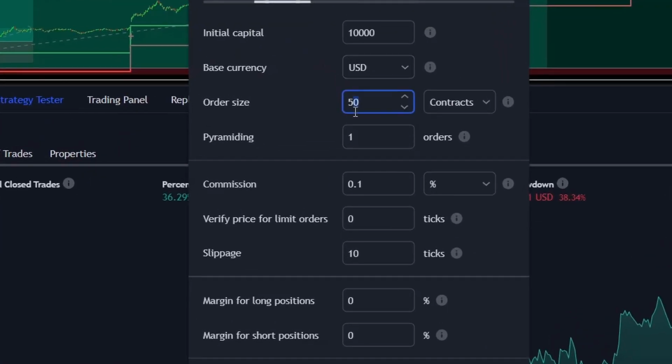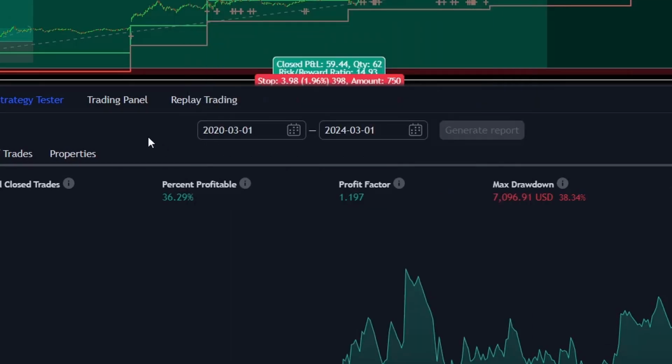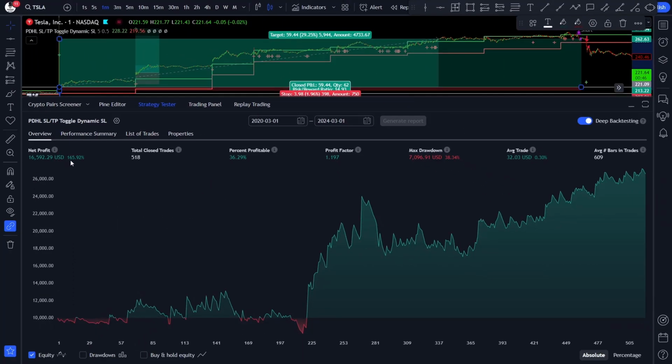Okay, I am using a 50 contract order size with a $10,000 capital with a 0.1% fee on each entry and exit, and the slippage is set to 10. During this last 4-year backtesting interval, which was the optimization interval, the script generated 165% net profit, took 500 trades, with a 1.2 profit factor and 38% maximum drawdown. These results are not the best, but if you just take a look on the last 2 years of performance, it is pretty good.